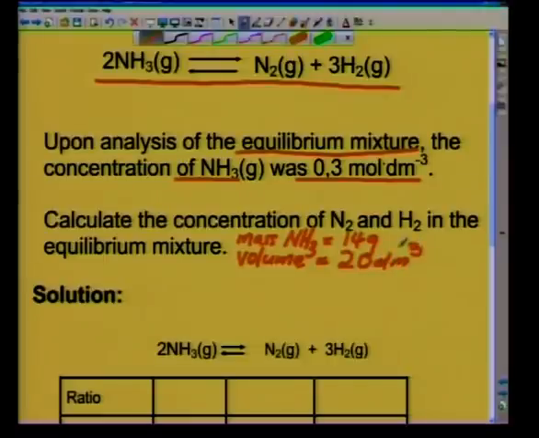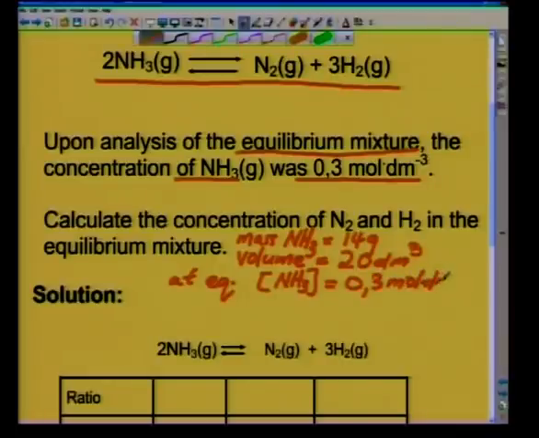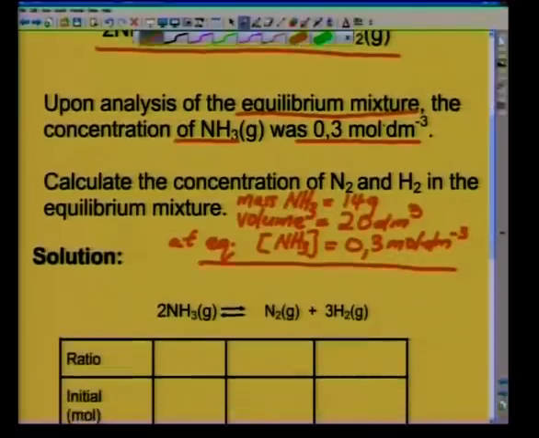We are also told that at equilibrium, the concentration of ammonia is 0.3 mole per cubic decimeter. So that is what is given to us. And from this, we can work out quite a number of things.